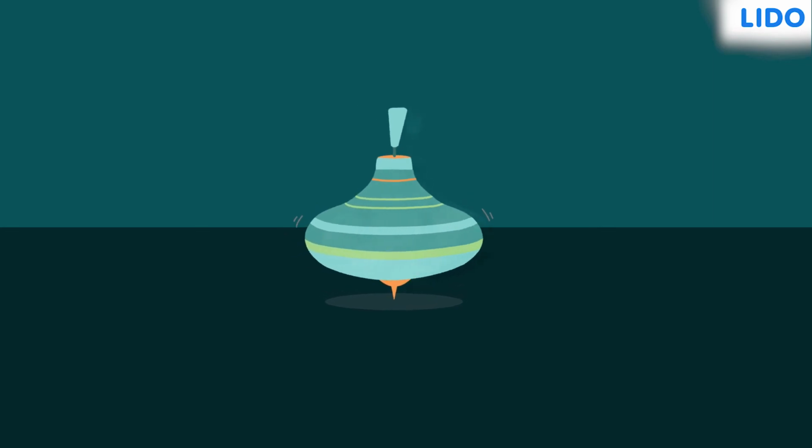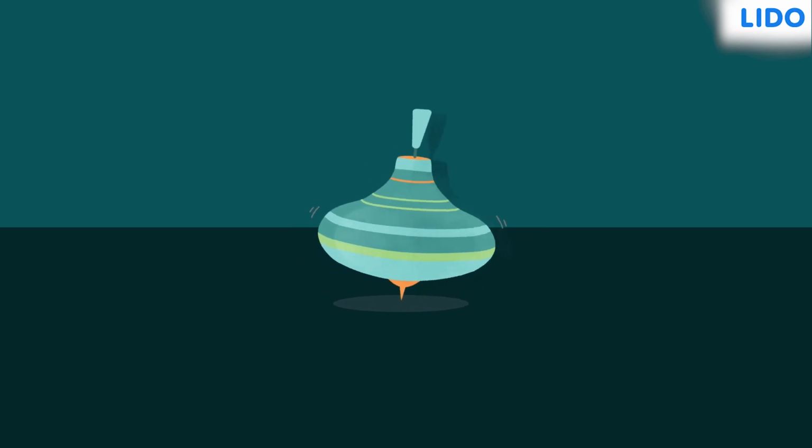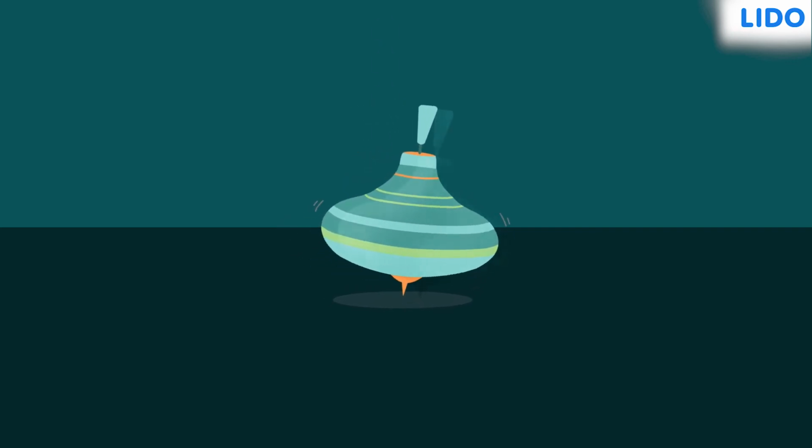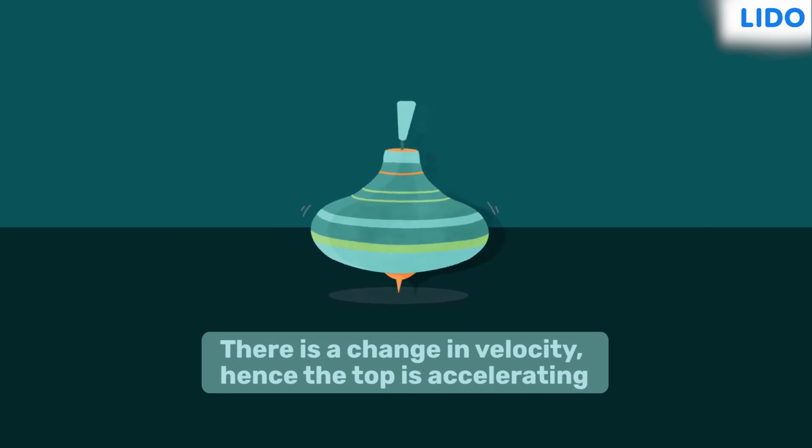The toy top is spinning and is staying at one place on the floor. So is it accelerating? This one is a bit tricky. If the top stays in one place on the floor, you might not think it's accelerating. However, just pour a couple of drops of water on the edge of the top. The water droplets would be thrown away because each part of the top changes its direction as the top spins. There is a change in velocity, which is why it can be said that the top is accelerating.